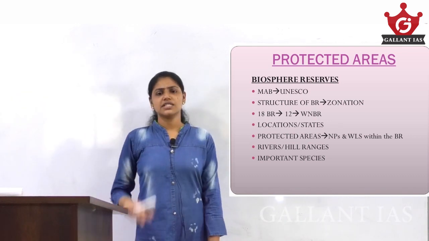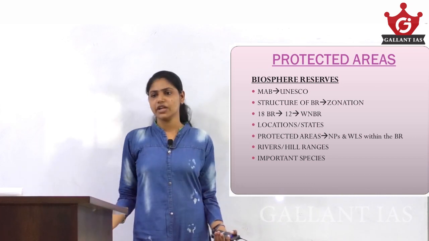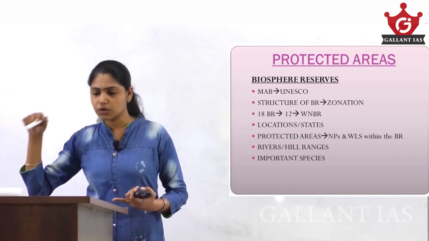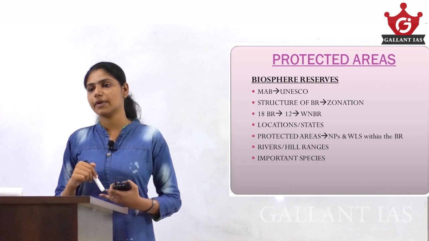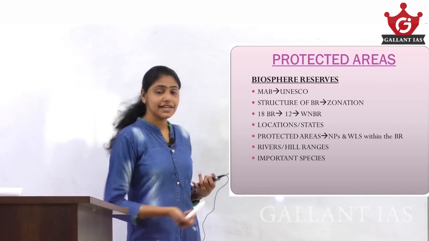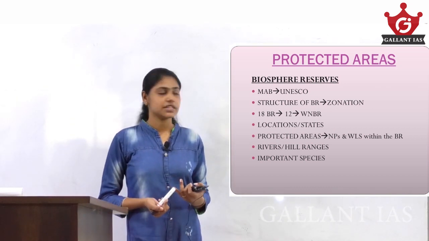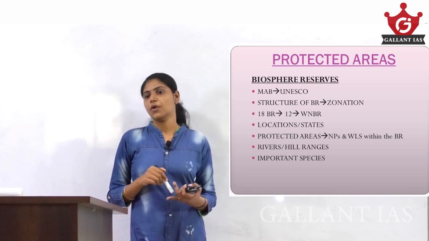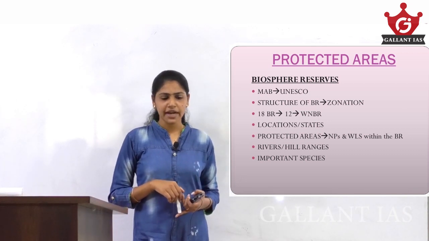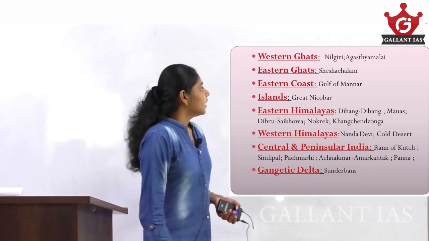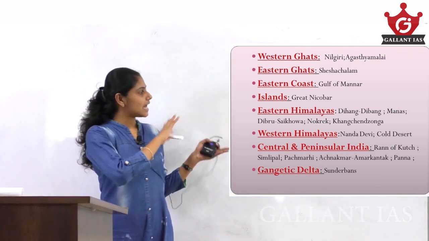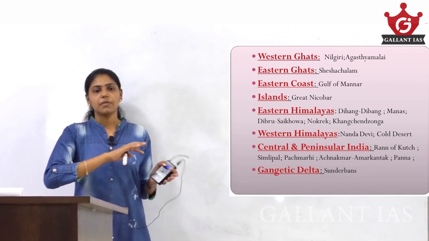Again, the rivers, the common things that you need to know. The river on the banks of which this particular Biosphere Reserve is located, or the hill ranges coming under that particular Biosphere Reserve. Then, important species, right? So this is like the classification with regard to Biosphere Reserve.